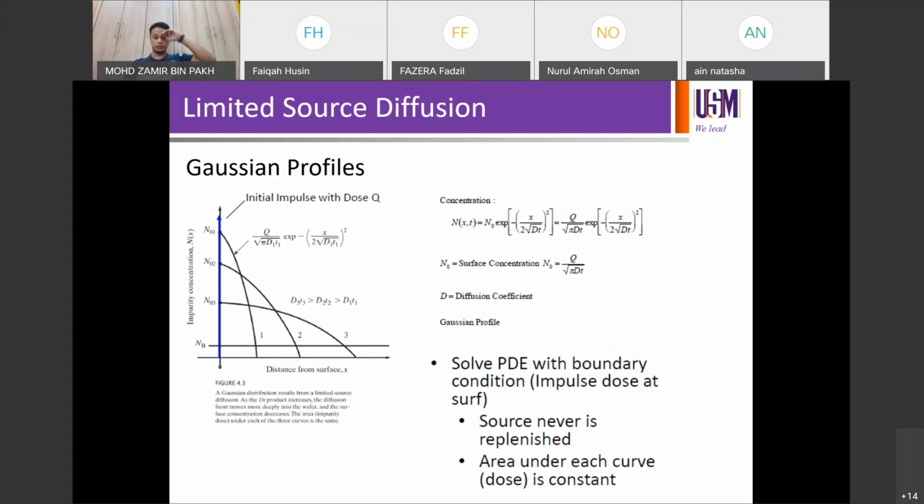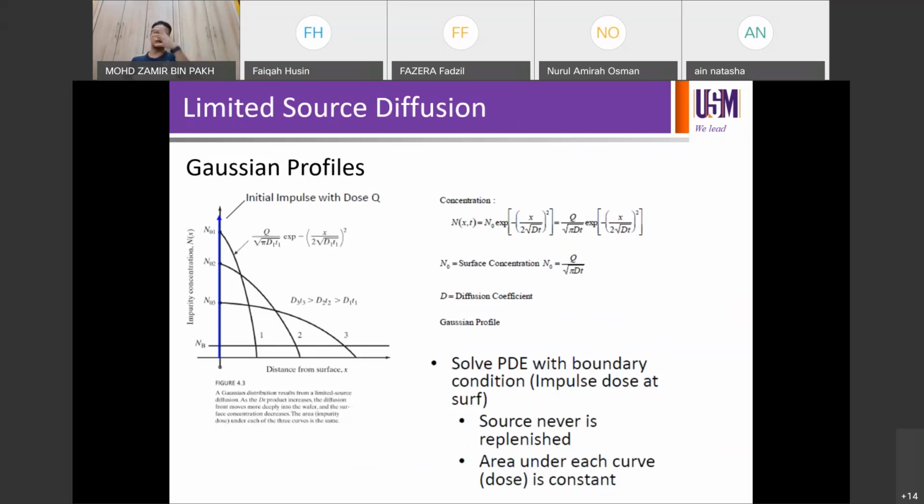Okay, so saya cover satu lagi, Gaussian profile, so that you can see the difference. Then we're gonna stop. So Gaussian profile, on the other hand, is obtained when we run the diffusion process with limited source. Apa maksud limited source? If you talk about constant sources now, that means if you run the process for like 1 hour, you're gonna have your phosphorus coming into the chamber for the whole 1 hour duration.